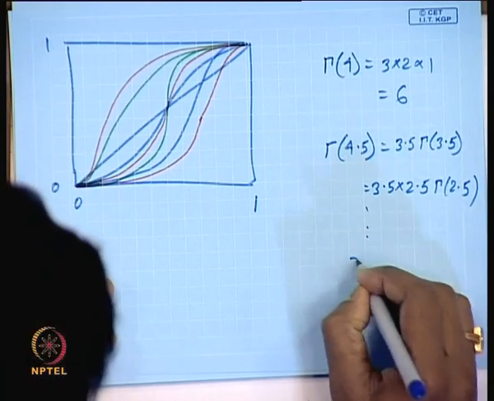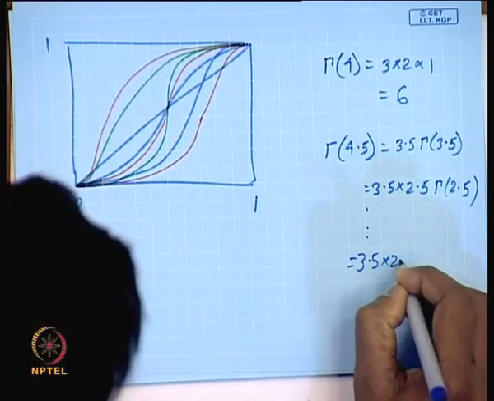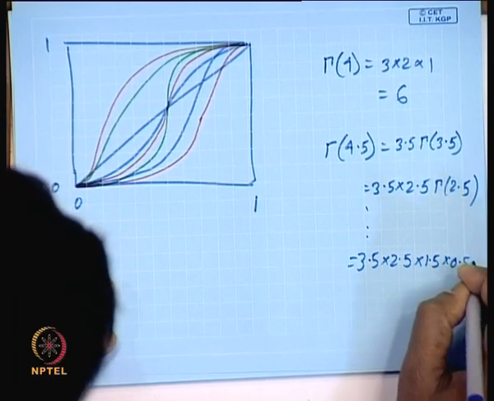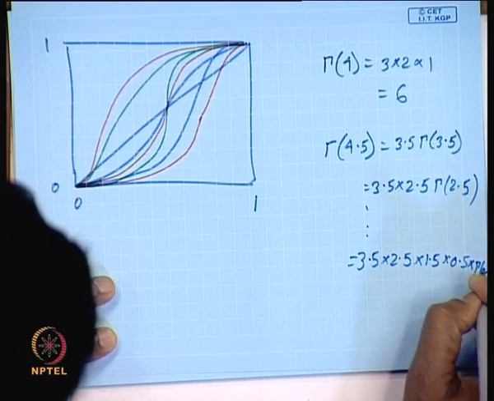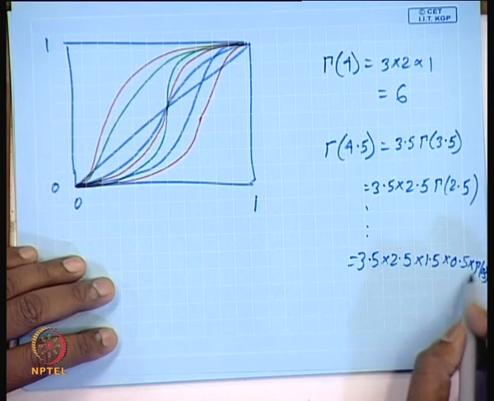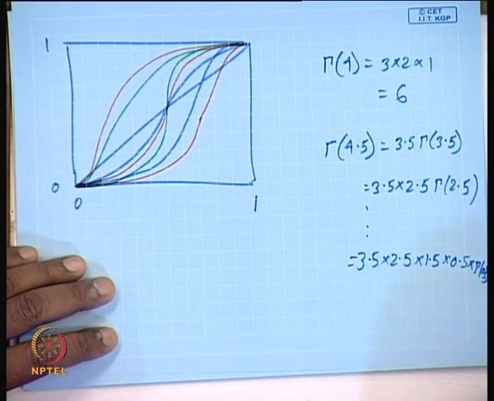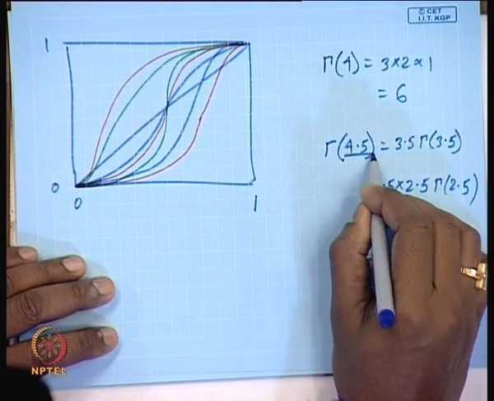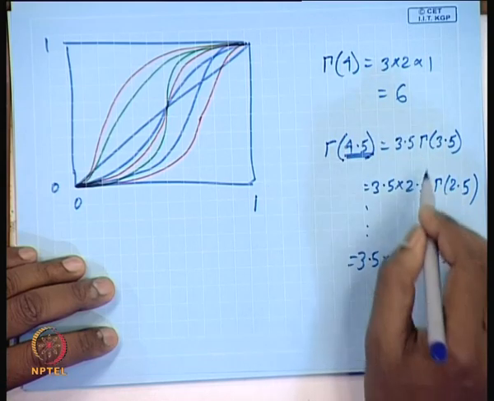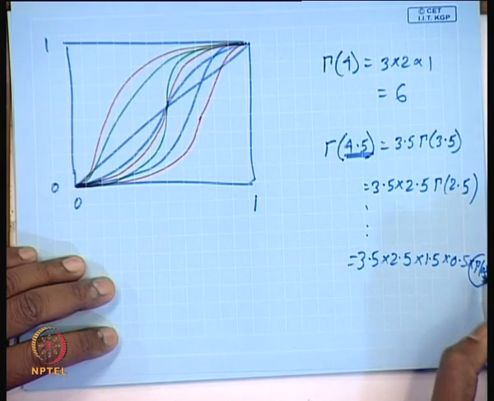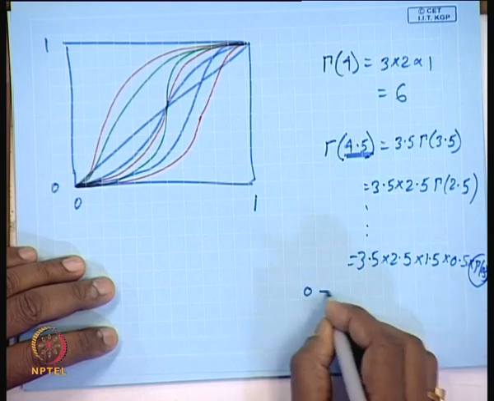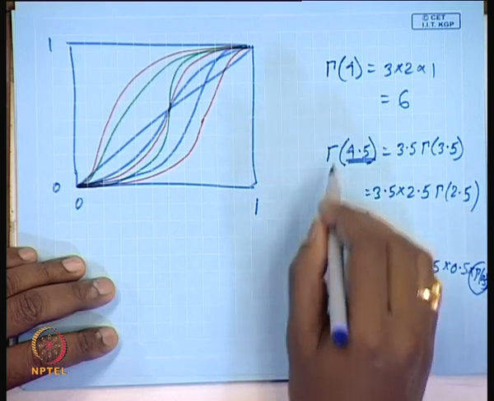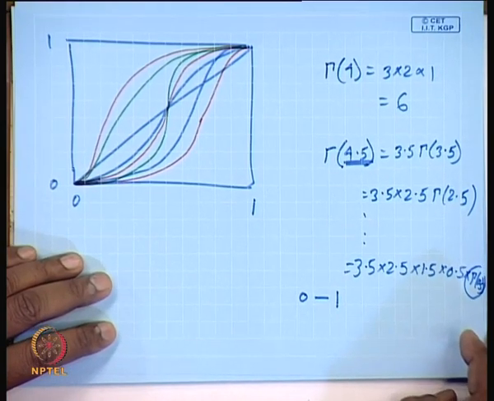In this way, you can get 3.5 multiplied by 2.5 multiplied by 1.5 multiplied by 0.5 multiplied by gamma 0.5. Now, you cannot go further because that is the negative side. So ultimately, for any positive number, you can reduce it to some gamma function which is between 0 and 1. So if these values are known to us, then any gamma value can be calculated.